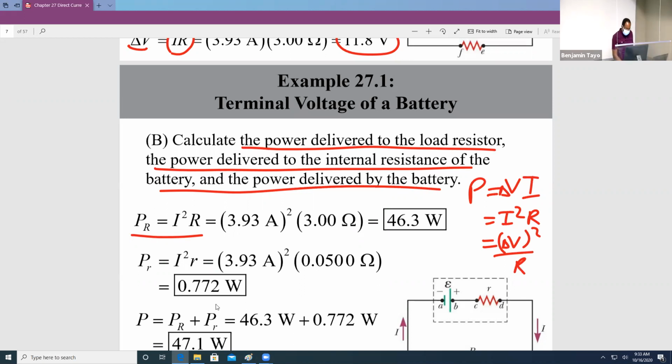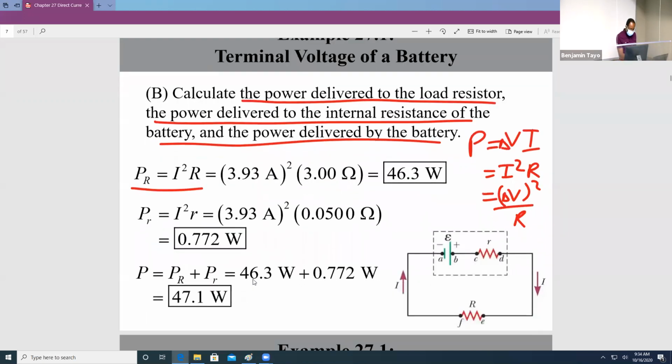So if you use this first equation here, if you know what the current is, you multiply by the voltage, so you get this amount of power. So that's the power in the resistor. Then you can calculate the power that is also lost in the internal resistor. It should be equal to that. All right. And the total power is just going to be equal to this.